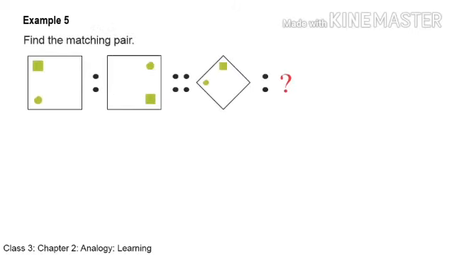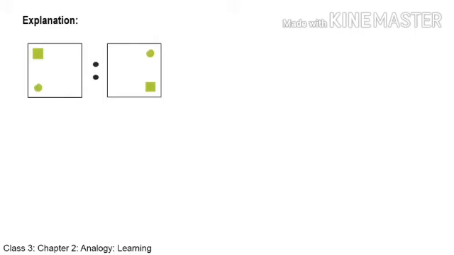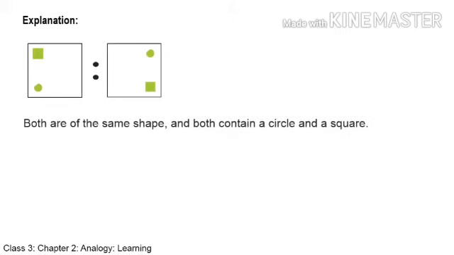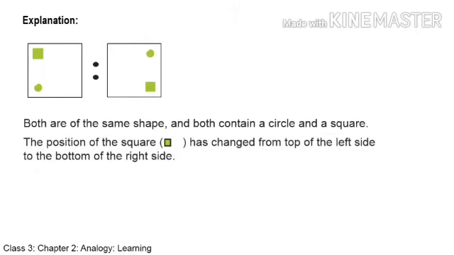Let's look at the next example. Find the matching pair out of the given options. We have option A, B, C, D. Let's observe the first pair closely. Find out the relation between them. Both the figures are of the same shape and both contain a circle and a square. Is there any change in the position?